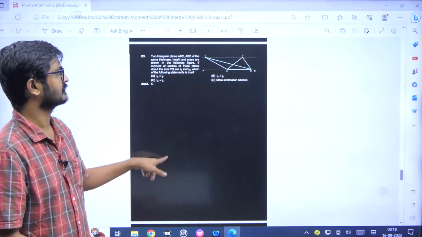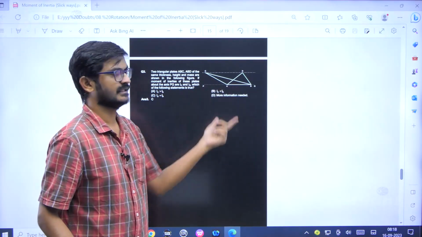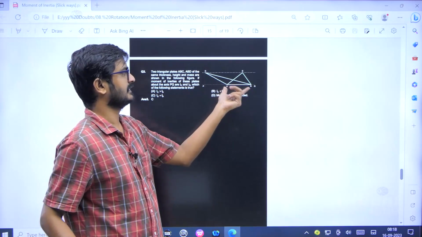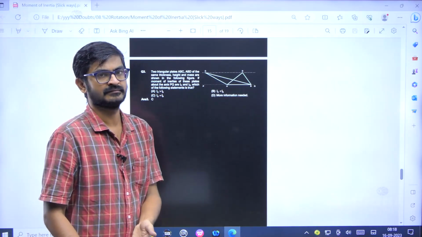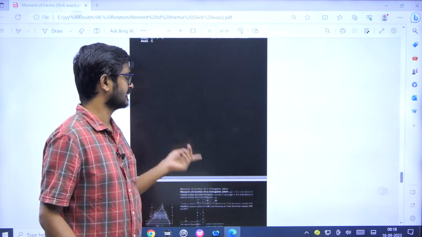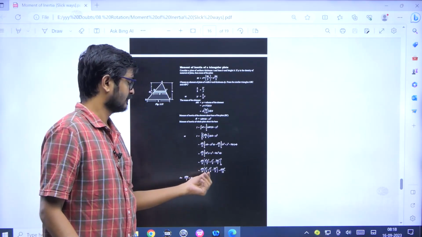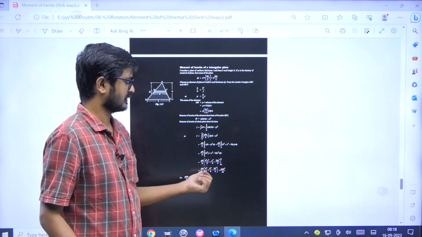1 by 6 mh square. So the base is remaining the same, the height is remaining the same, so the area will remain the same, so the mass will remain the same. Mass is the same, height is the same, so the moment of inertia will remain the same. So basically, this is the integration way of proving mh square by 6.